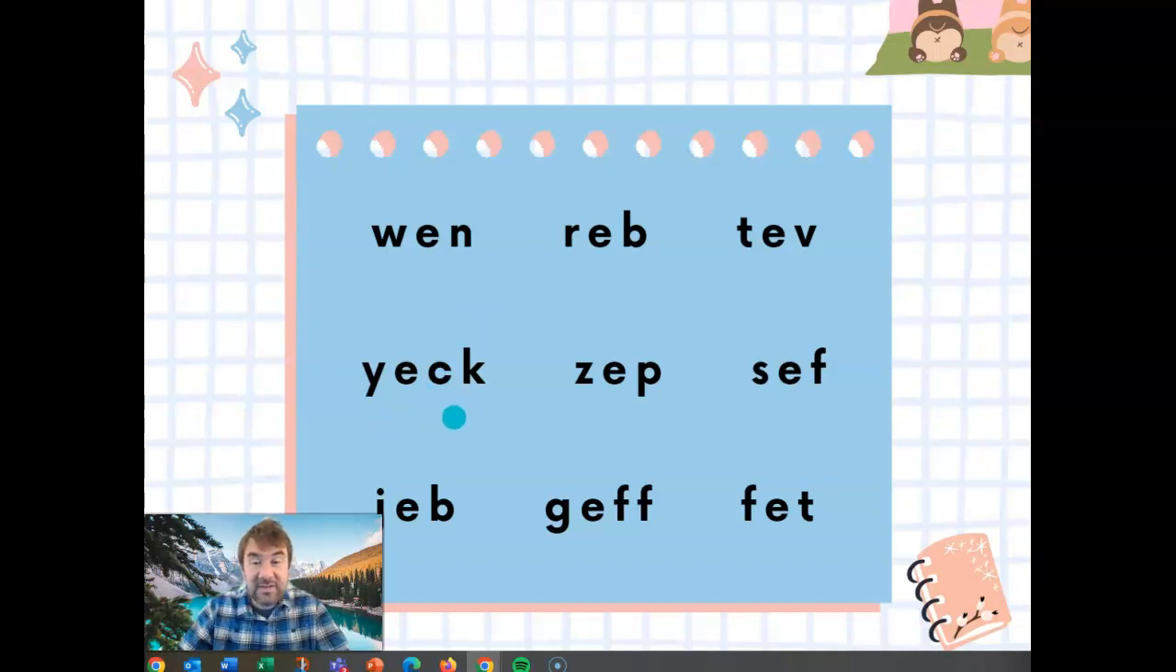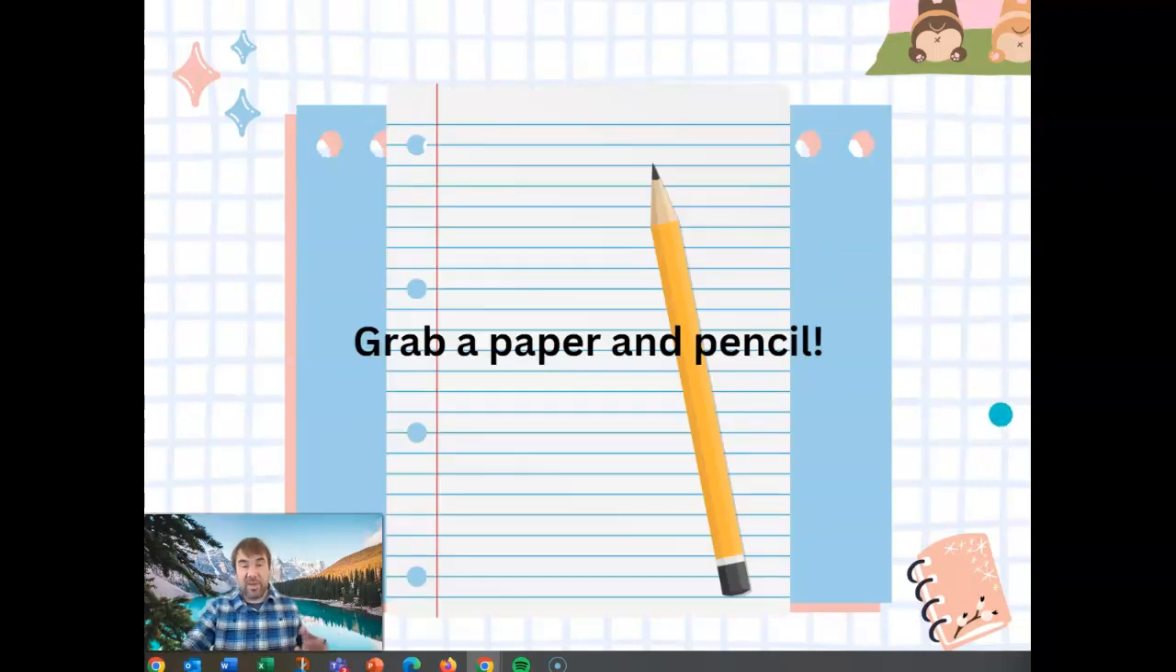Down here. Yek. And you guys will notice there's some different endings at some of the words. These are the more common endings. CK says k at the end of a word, so I just kind of want to introduce you and get you guys used to seeing that at the end of a word. Yek. Next word. Zep. Next word. Seth. Next word. Jeb. Next word. Gef. Next word. Fet. Awesome job.